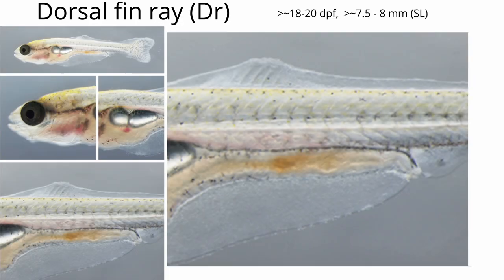Dorsal fin ray stage. 18 to 20 days after fertilization, body length will be about 7.5 mm to 8 mm. Then the white area on the dorsal side began to change. Fin rays appear in this part. On the other hand, the part behind this cloaca is whiter than the rest, but there are no fin rays. In goldfish, the dorsal fin appears first and the anal fin appears next.